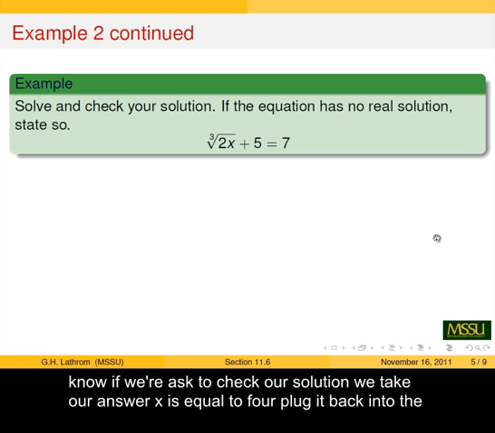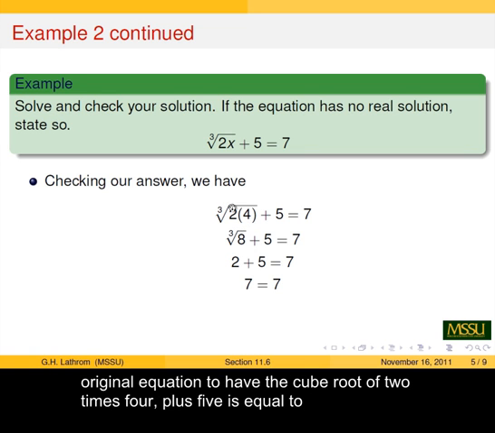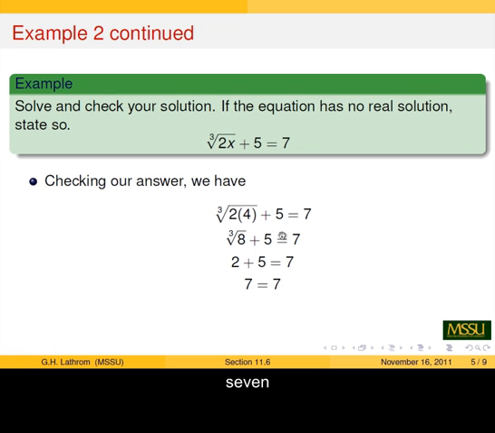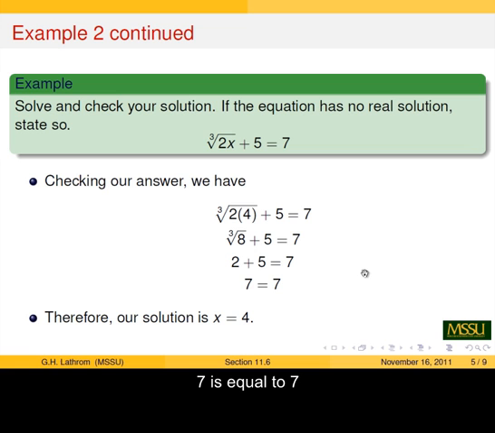Now if we are asked to check our solution, we take our answer, x is equal to 4, plug it back into the original equation, so we have the cube root of 2 times 4 plus 5 is equal to 7. Well, the cube root of 2 times 4 is 8, plus the 5 is equal to 7. Well, the cube root of 8 is 2, so that 2 plus 5 is equal to 7, or that 7 is equal to 7. Because we get a true statement at the end, our solution is x equal to 4.